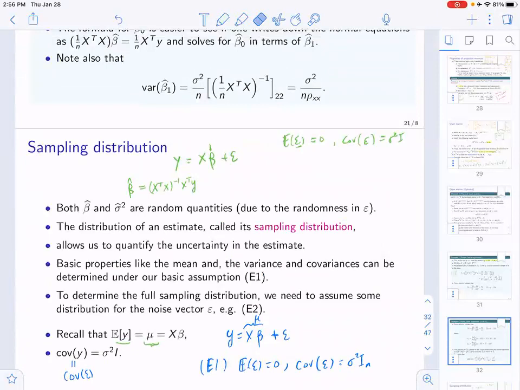So this information implies that the expectation of y is mu. This is just mu. And covariance of y is sigma squared identity.